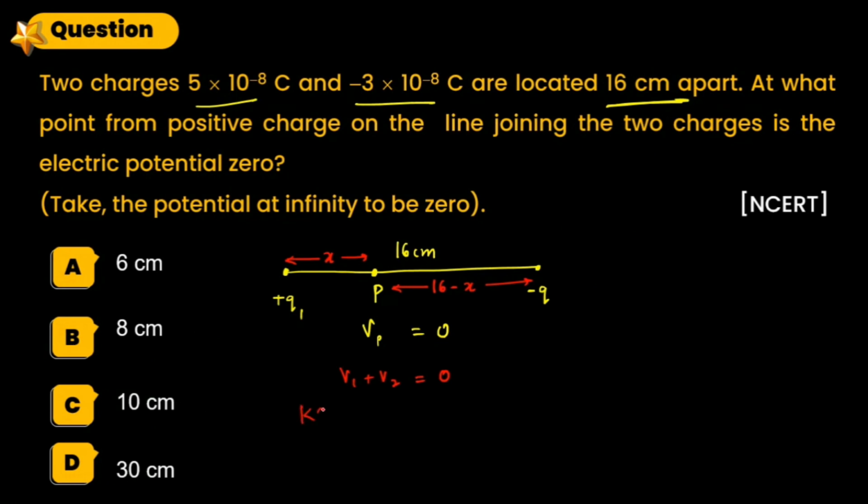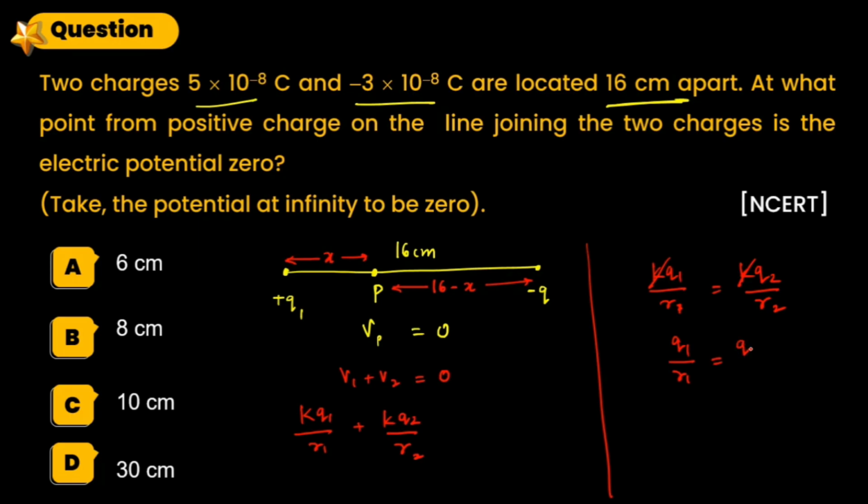V1 is going to be K Q1 over R1. V2 is going to be K Q2 over R2. If you look at the problem, Q2 is negative, so the total potential being zero means K Q1 over R1 is equal to K Q2 over R2. K will cancel out, so Q1 over R1 is equal to Q2 over R2. Q1 is supposed to be what? 5 times 10 to the power minus 8 over R1, which is something we have to find. We have just marked it as x, so let us substitute it as x only.